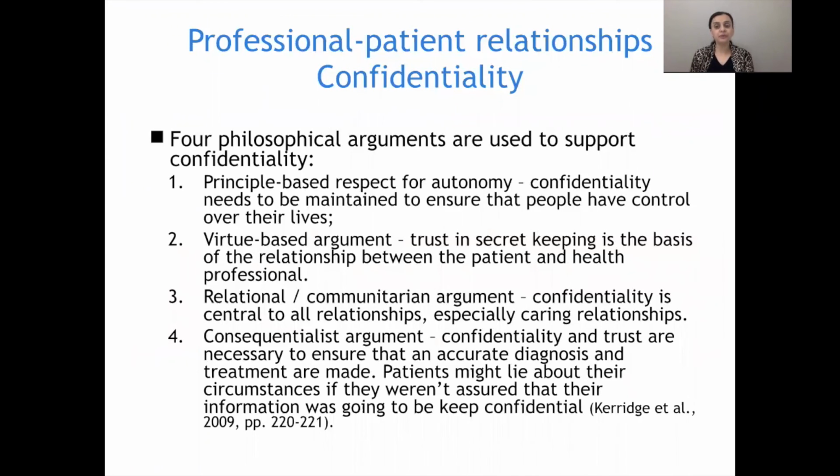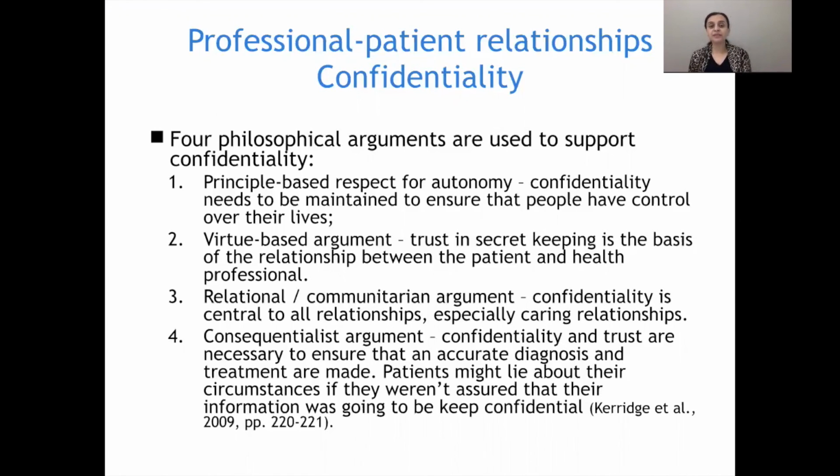There are 4 philosophical arguments which are used to support confidentiality. The first goes to the principle of autonomy: confidentiality needs to be maintained to ensure that people have control over their lives. It's their information, it's their secret, and they have the right to decide who that secret is shared with. It also goes to the virtue-based argument that there must be trust in the secret, and this trust or secret keeping is the basis of the relationship between the patient and the health professional.